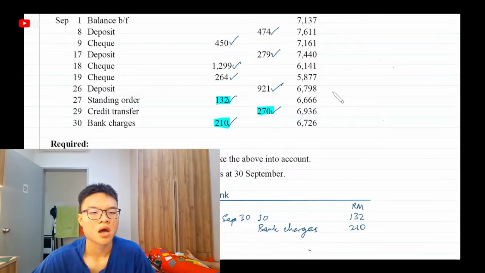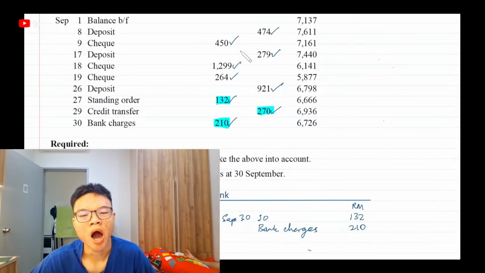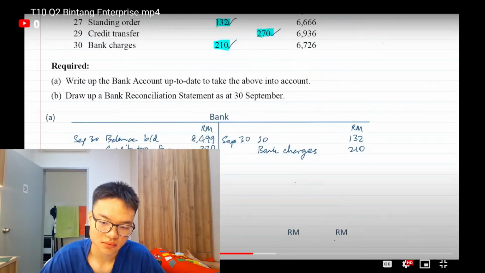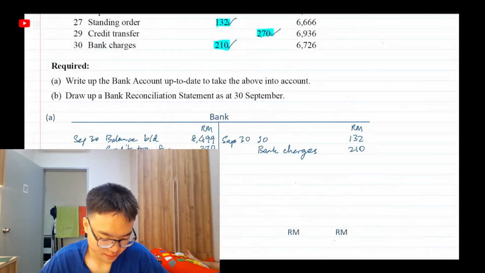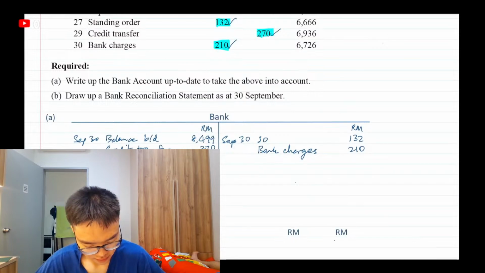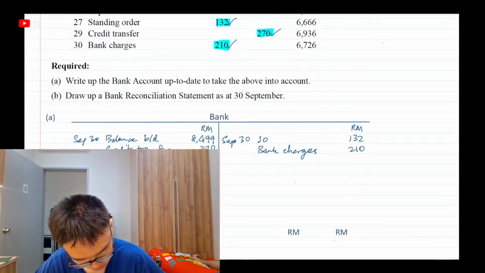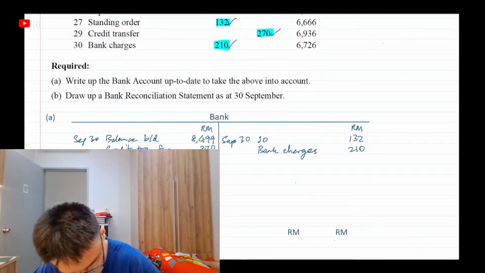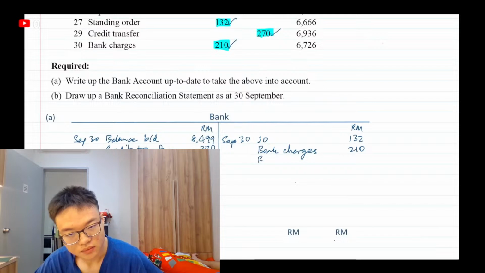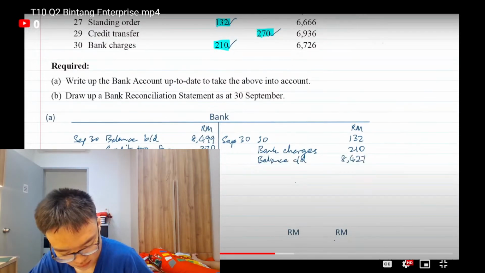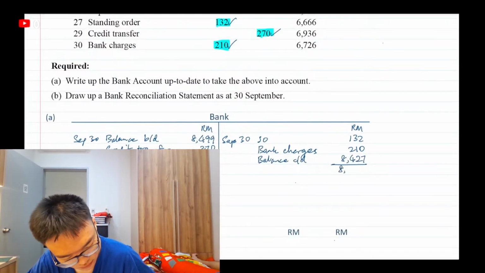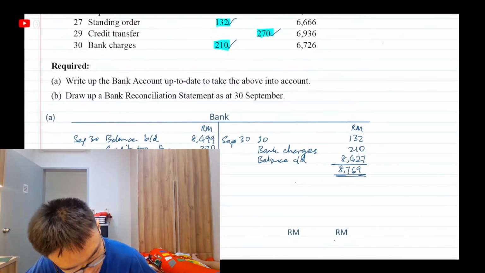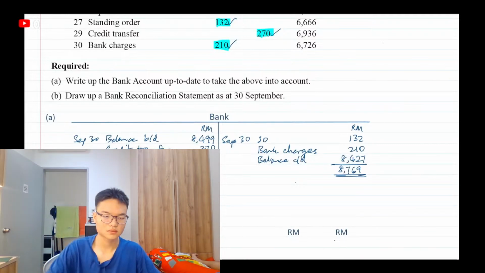By the time I finish updating my bank account, every item in my bank statement must be marked with a tick. Then for these transactions which are in the bank statement but not in the cash book, there's no difference now between your cash book and the bank statement. You now recalculate the balance. What is the balance in your cash book now? Balance of your account, what do you get? Okay, so 8,769. So you can bring down the balance to October 1.